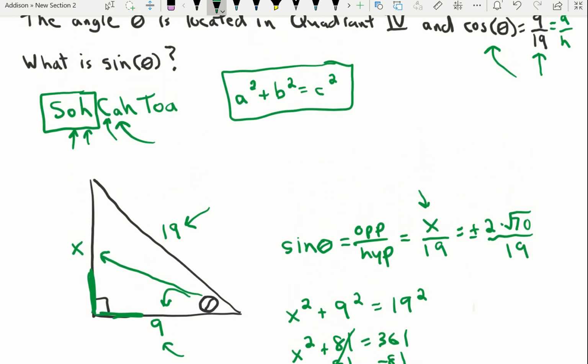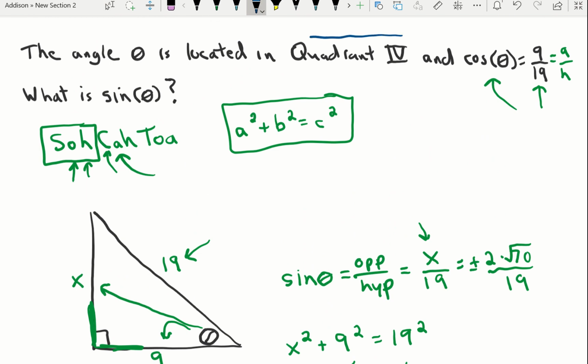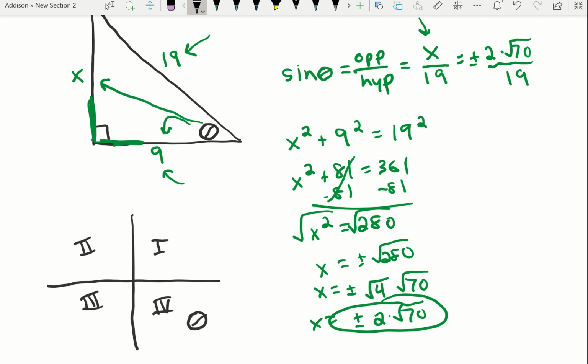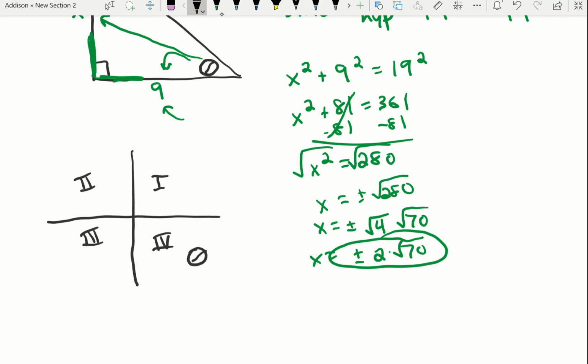Now we have to determine, is it going to be positive or negative? We go up here and look at the question, and usually it'll tell us what quadrant theta is in, and that's quadrant 4. So let me go down here. I need to make some more room. This is quadrant 1, this is quadrant 2, this is quadrant 3, and then we're left with quadrant 4 down here. And this is where theta is located. Because we are working with sine, we have to figure out, is sine going to be positive or negative in the 4th quadrant?